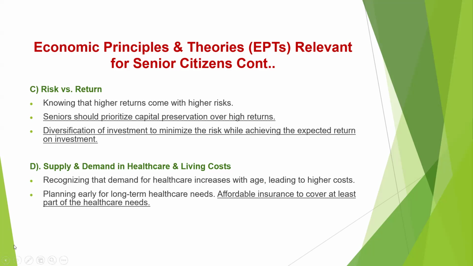And then supply, demand, and healthcare living cost. Recognize that the demand for healthcare increases with age, leading to a higher cost. Those are the things I discussed before also, right? So then the key thing is basically to have at least affordable insurance to cover part of the healthcare needs, right? So just saving is not enough. At least have some kind of affordable insurance.